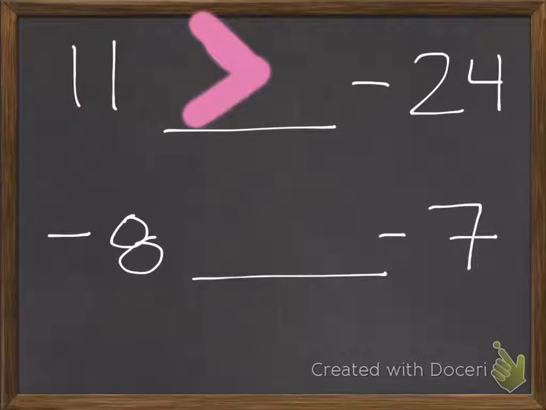Then we have negative 8 compared to negative 7, and negative 8 is the smaller number, so we're going to be pointing our symbol towards the negative 8. So this first one reads 11 is greater than negative 24, and the second one reads negative 8 is less than negative 7.